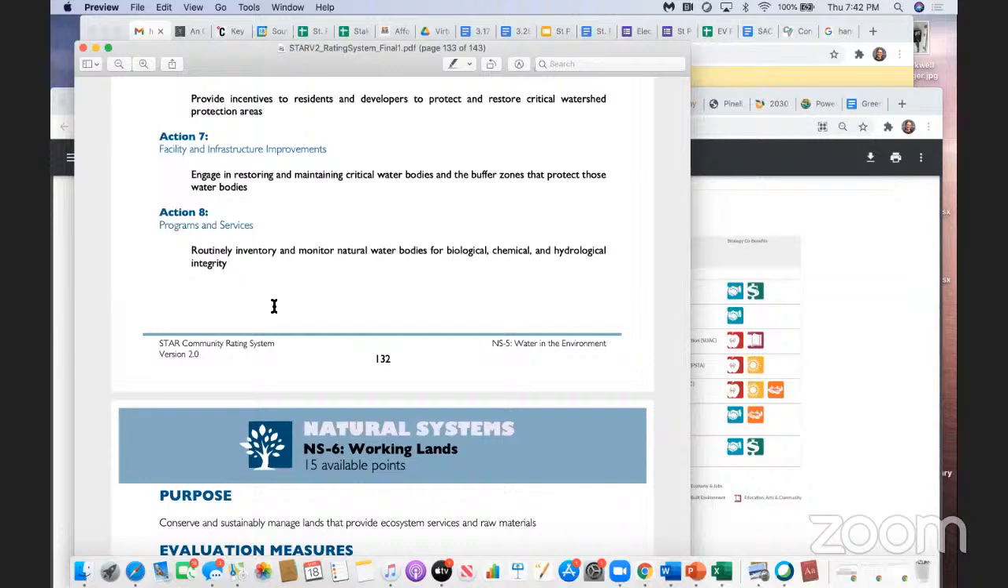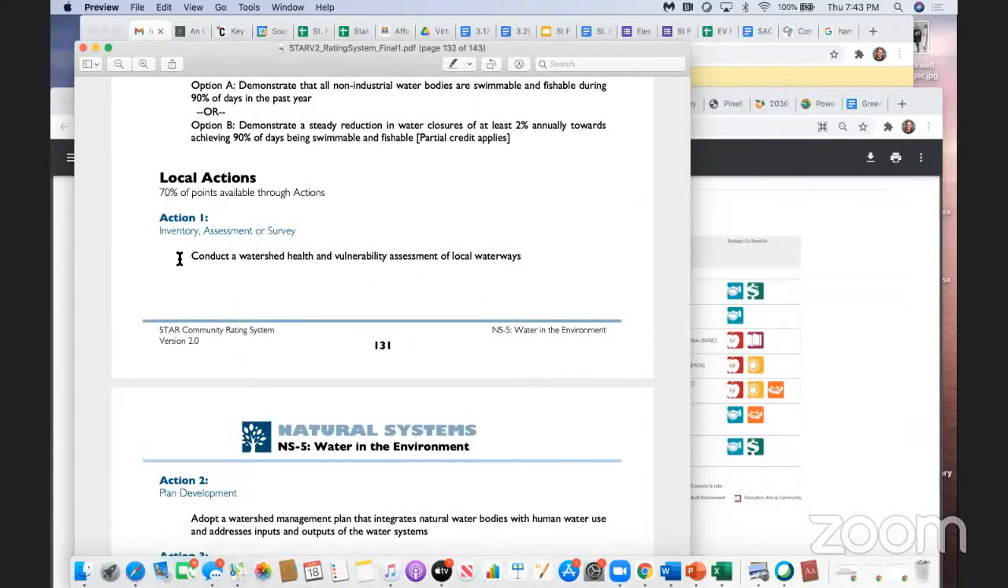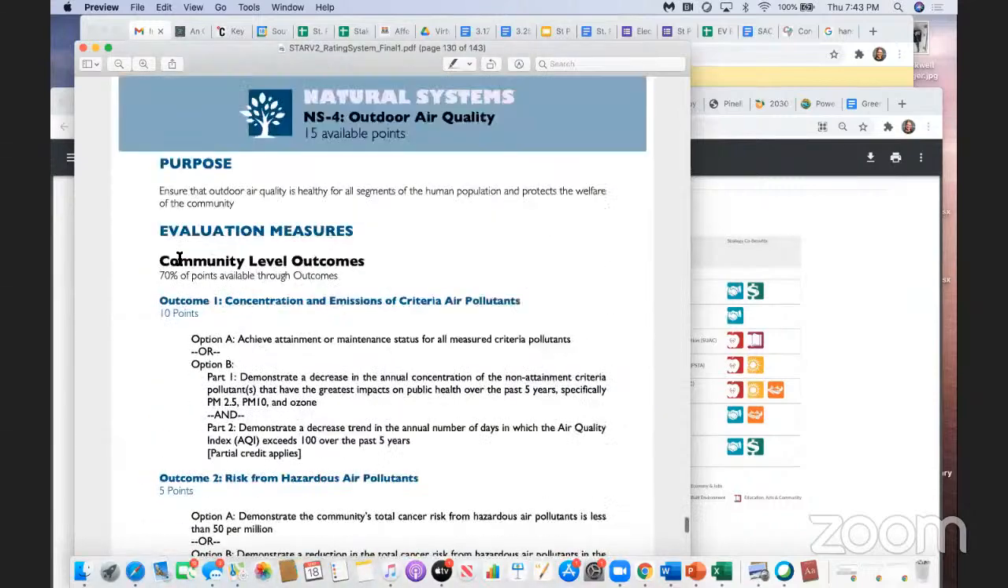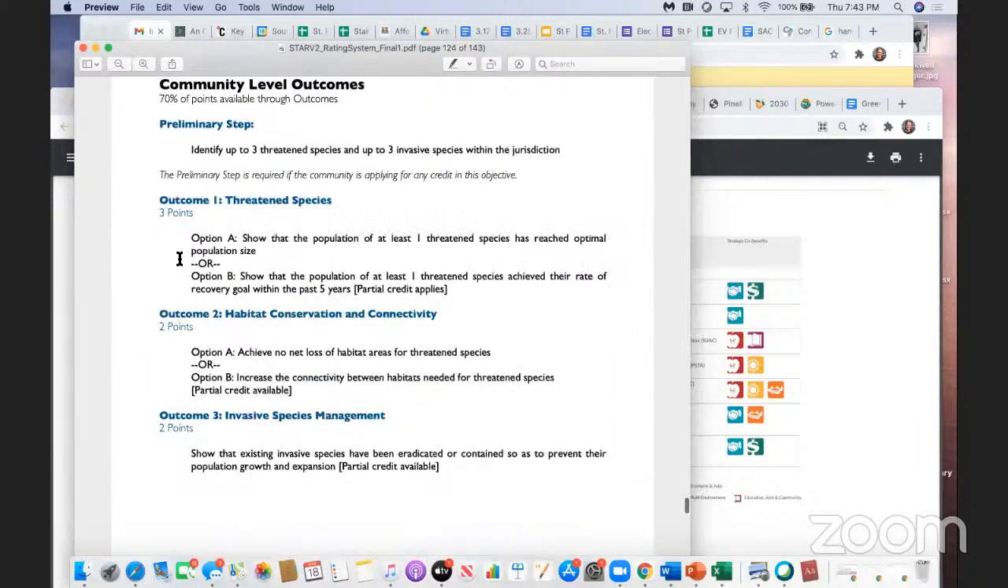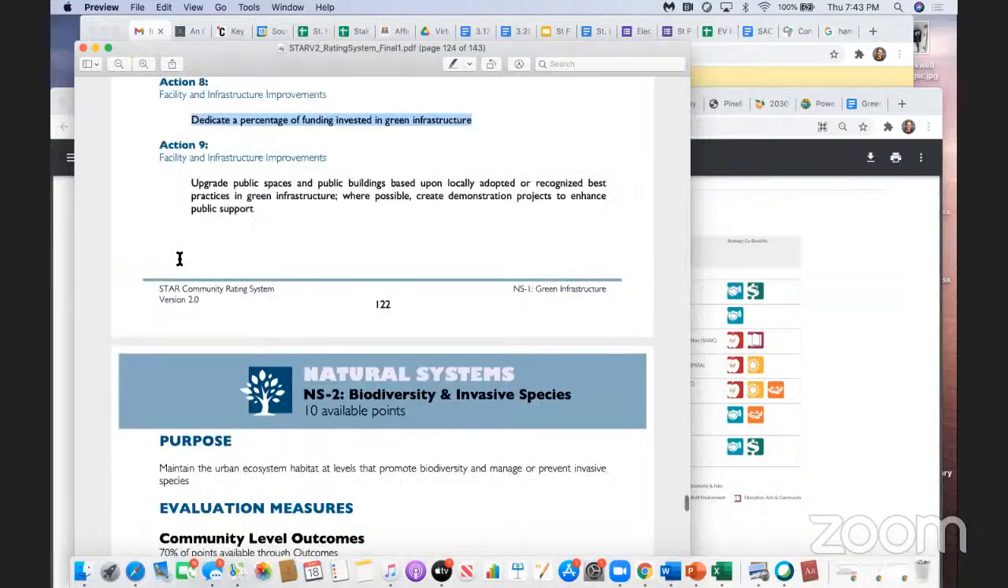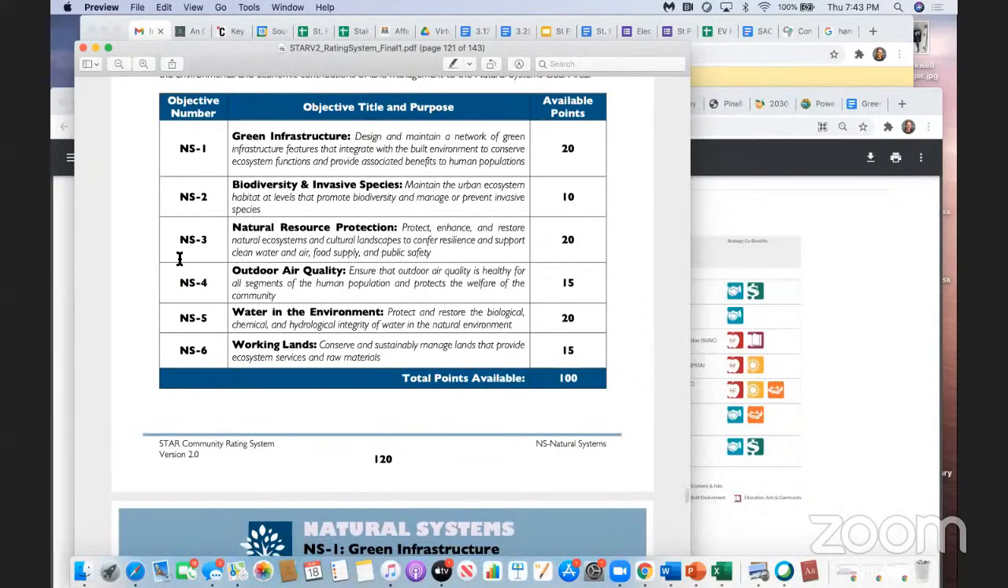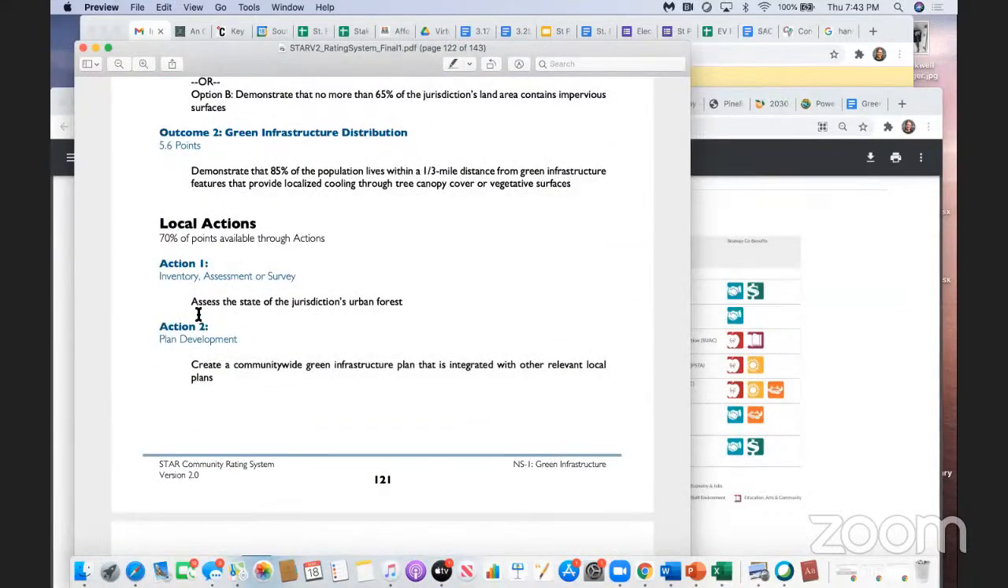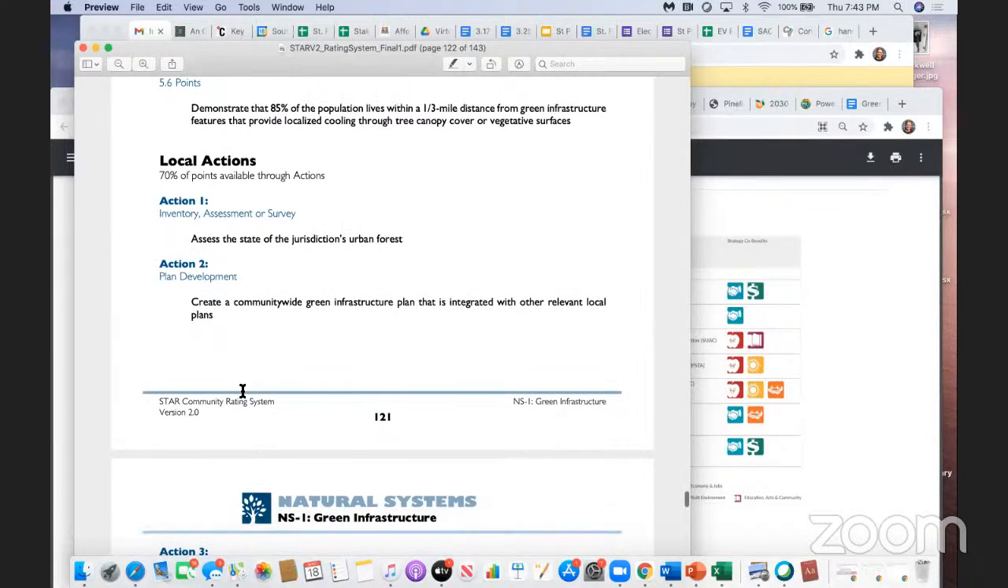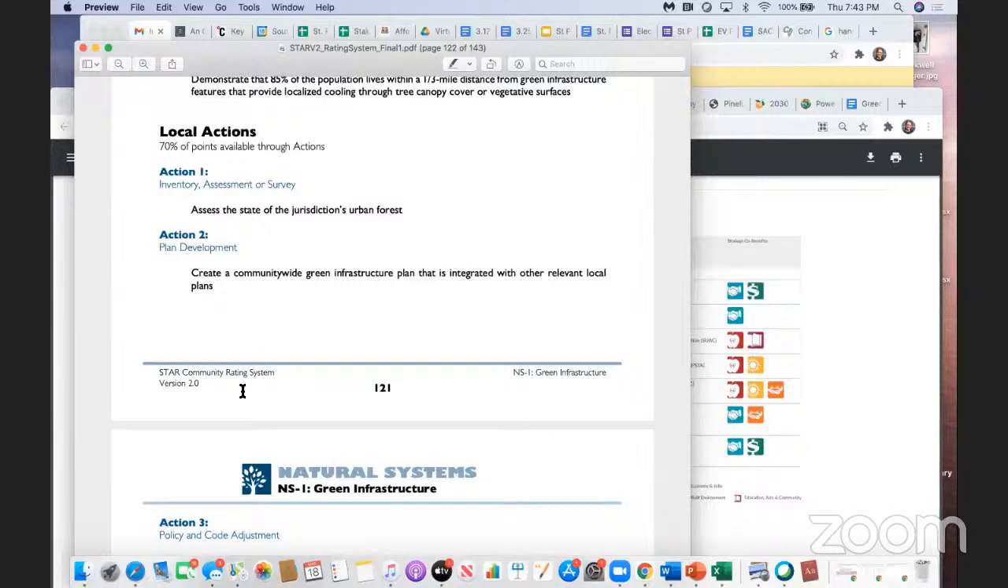So if we include all of the items besides the ones that we've put a pin in in terms of the plans, and when I say plan, I'm talking about action item number 1 on a lot of these that say conduct a plan or create a plan, that we may look at keeping in or leaving out. My preference is for natural systems 1, green infrastructure, the second one, create a community-wide green infrastructure plan that's integrated with other relevant local plans. That would be the plan that I would prefer to keep in if we're going to keep one of the four.